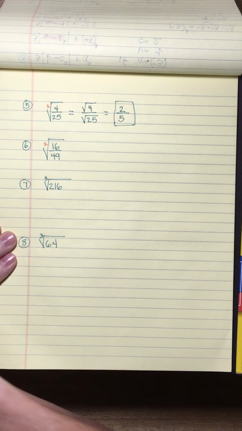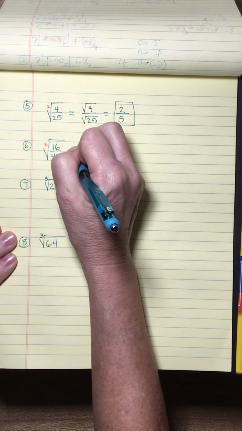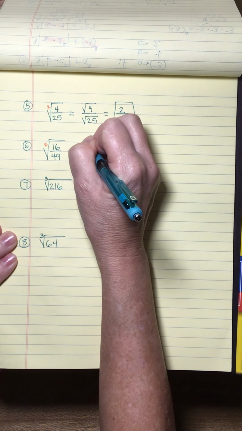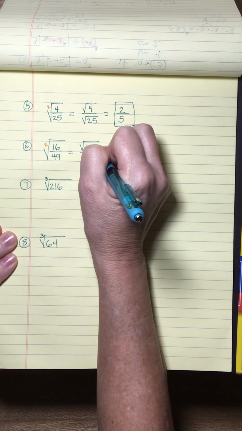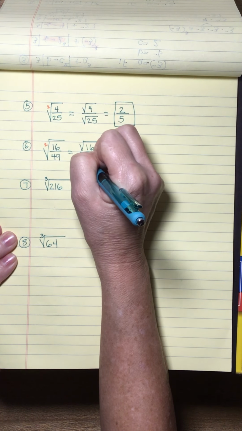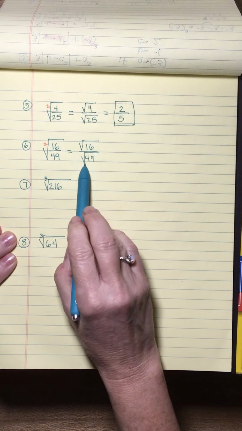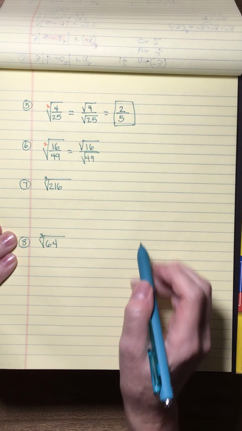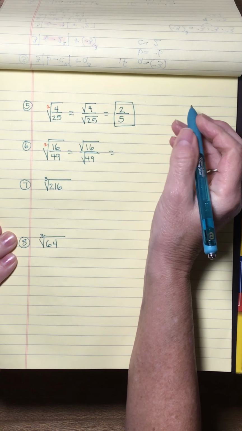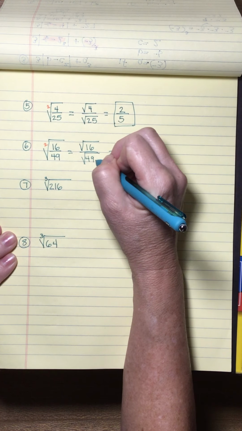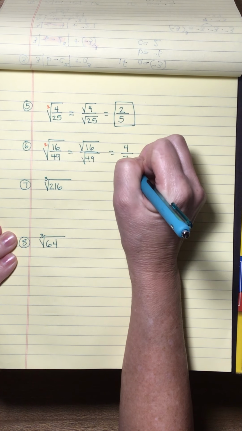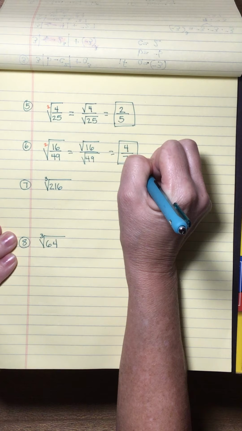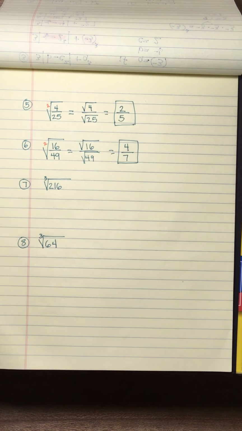Again here, let's make it easier for ourselves. So we will put 16 under its own radical sign and 49 under its own radical sign. As long as they're still under a radical sign, we've got the same thing. So the square root of 16 is 4, and the square root of 49 is 7. And that has to remain as a fraction.